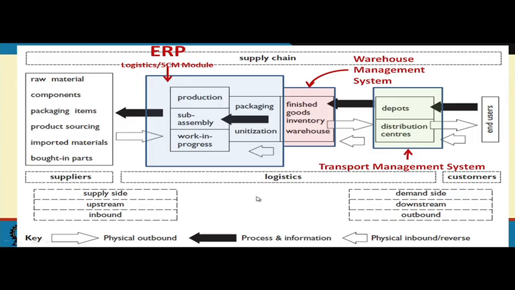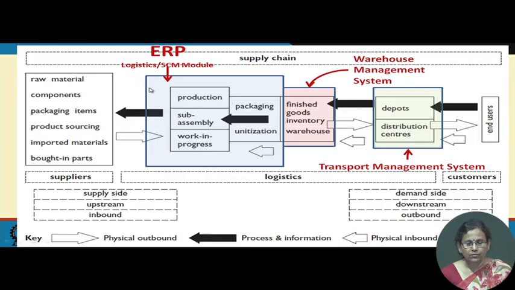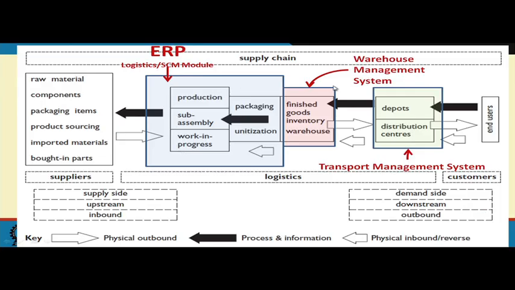This is a typical scenario of various information systems that are involved during this logistics and distribution operation. As I told you, as it has been defined, supply chain is about connecting suppliers with customers through logistics operations. So, there are many activities which are related to the supplier and many activities which are related to the end user.